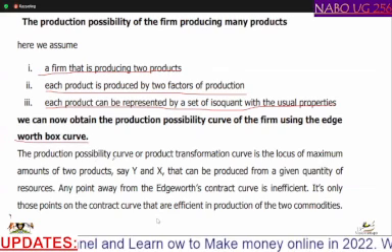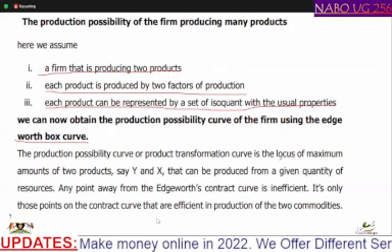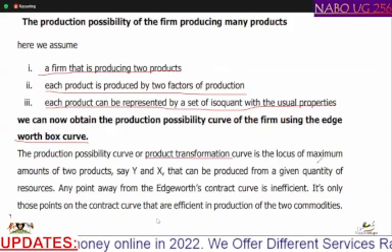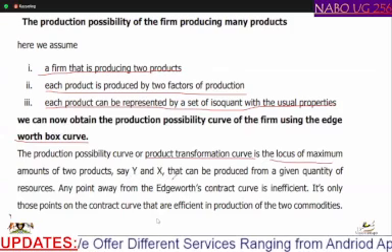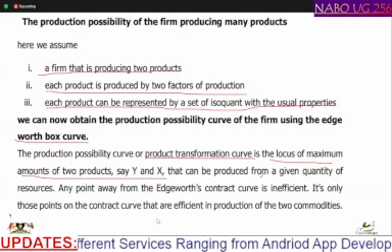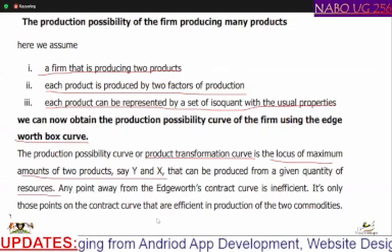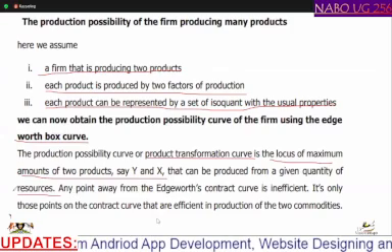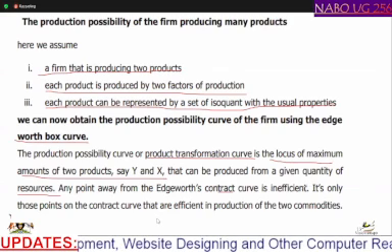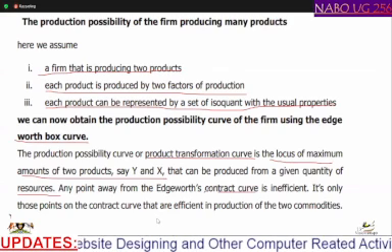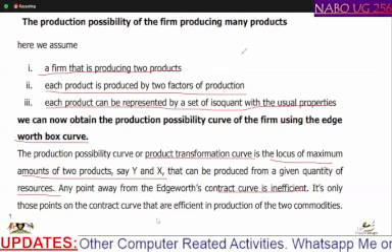So the production possibility curve or the product transformation curve is a locus of maximum amount of products X and Y that can be produced from a given quantity of resources. Any point away from the Edgeworth-Box is inefficient. It is only those points on the contract curve that are efficient. So let me demonstrate this.